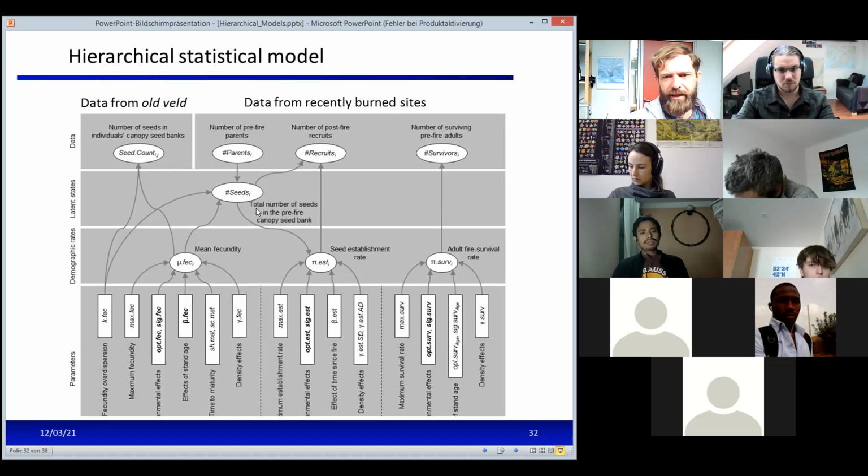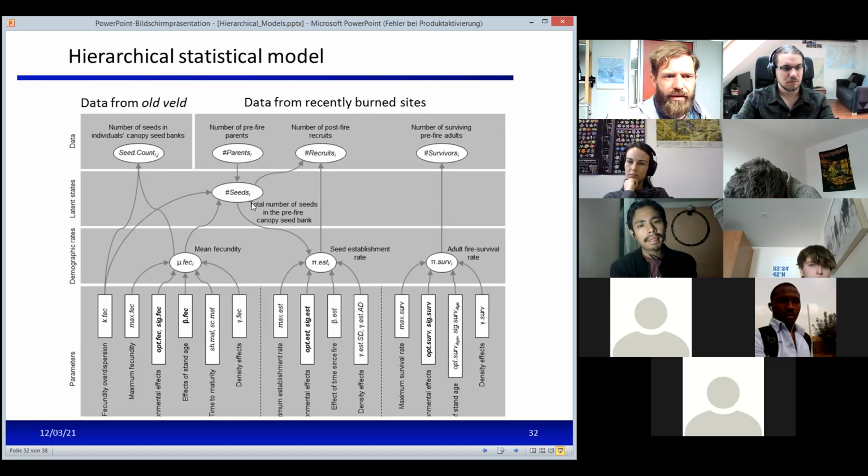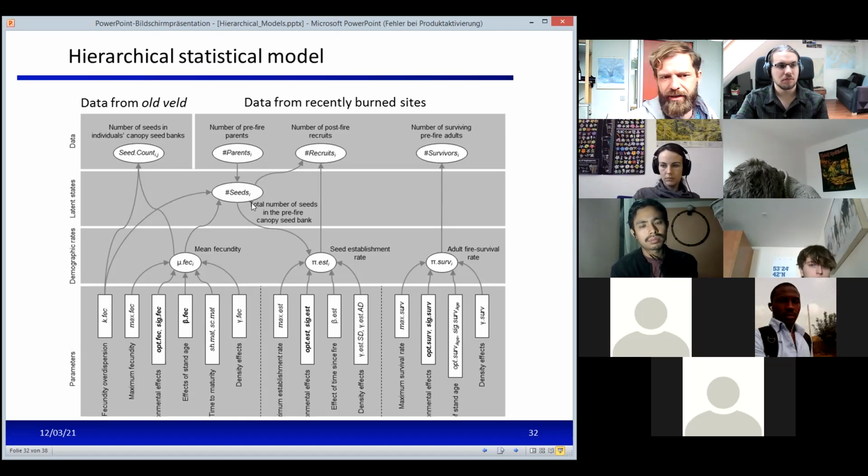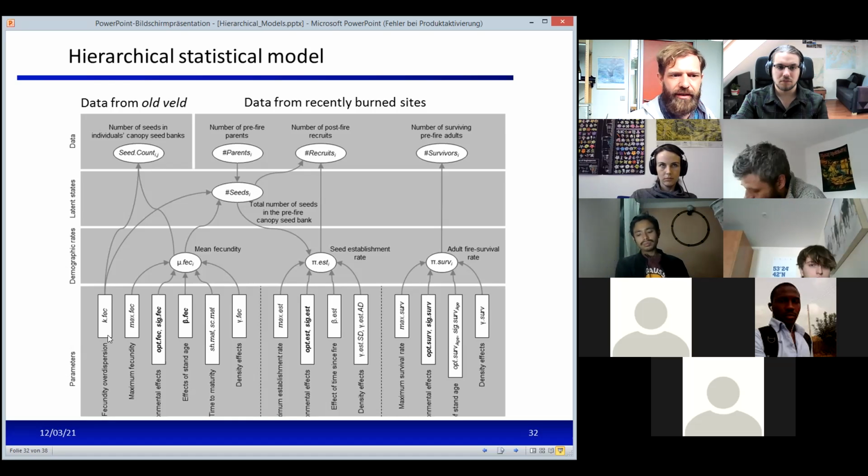While automatically also taking into account all the uncertainty attached to this prediction of pre-fire fecundity, because modeling this as a random variable, of course, includes all the uncertainty about possible pre-fire fecundities. And here, adequately describing overdispersion in our fecundity is of course also crucial to adequately describe uncertainty about this latent variable.